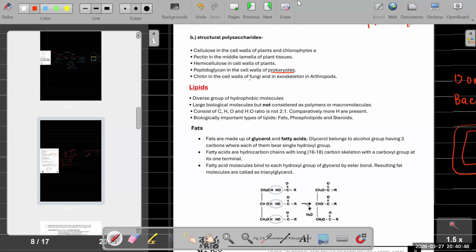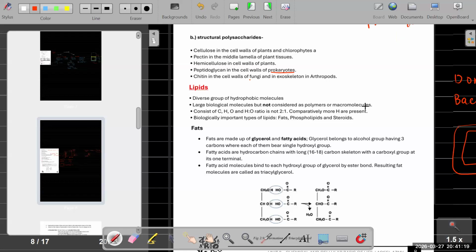Sir, clear? Clear to all? Sir, can you explain the last part? I didn't get it. Last part, do you mean the peptidoglycan or chitin? The peptidoglycan part.